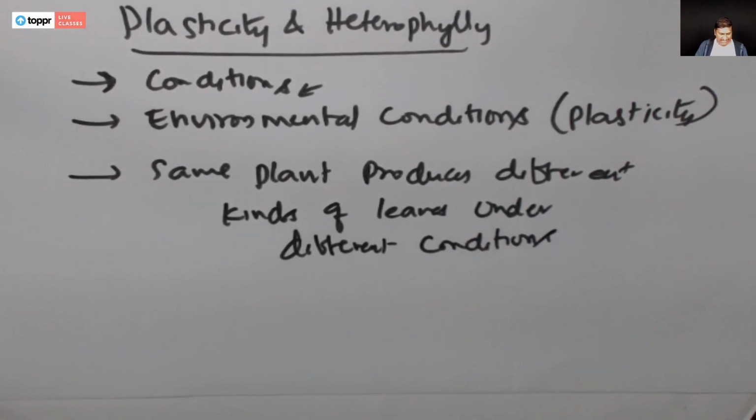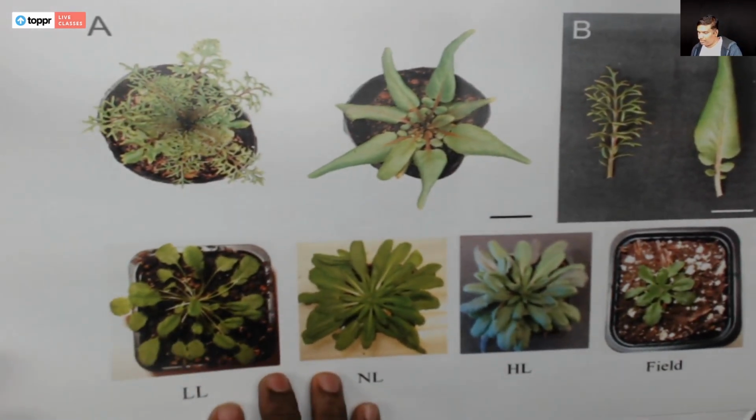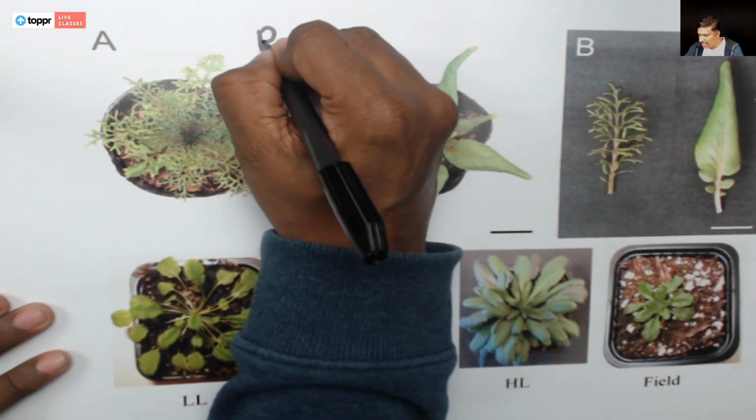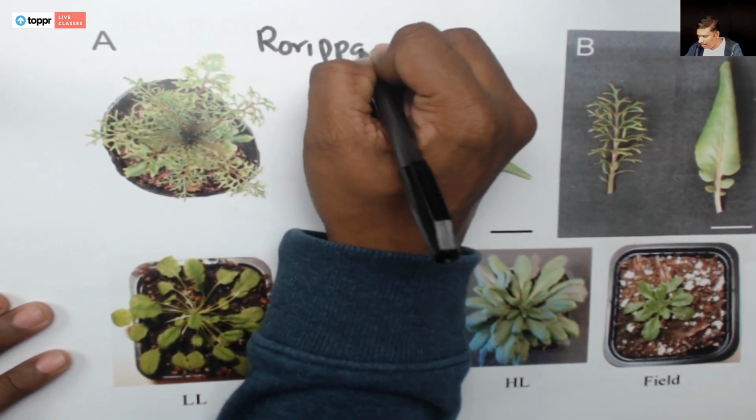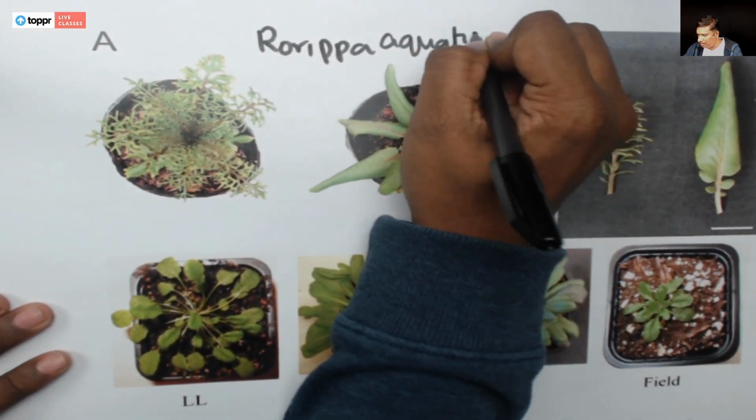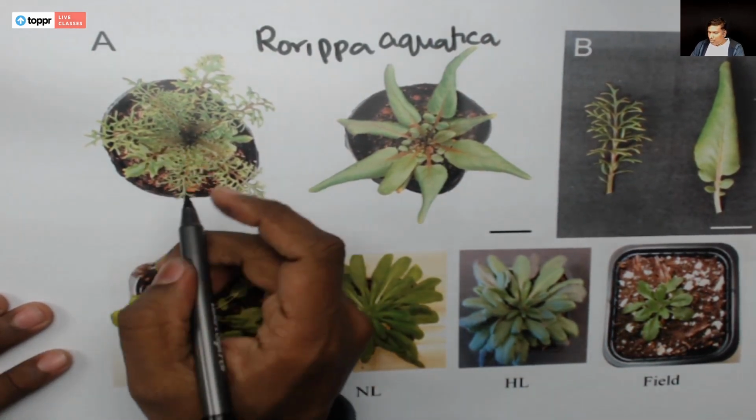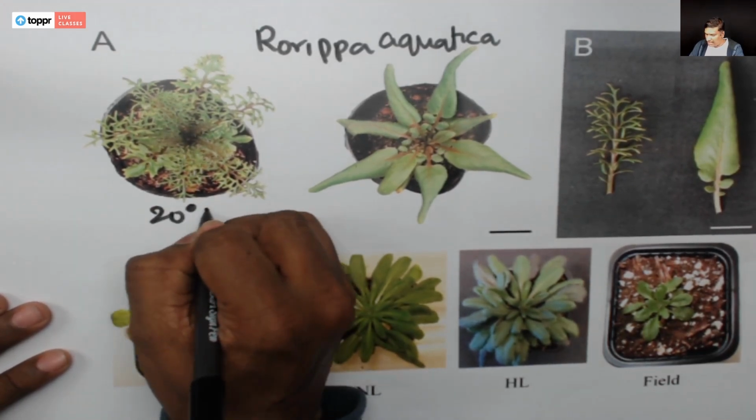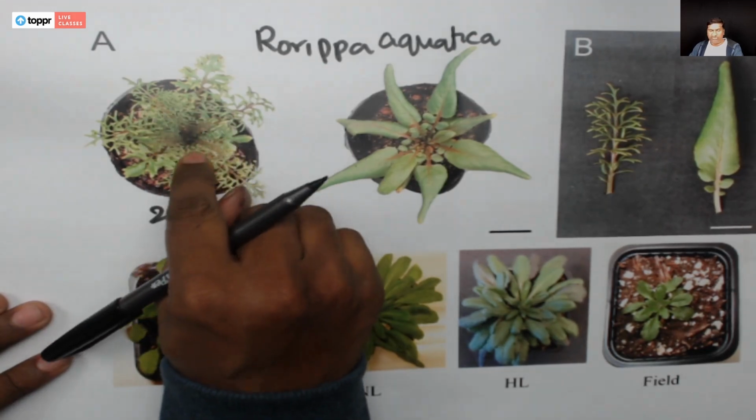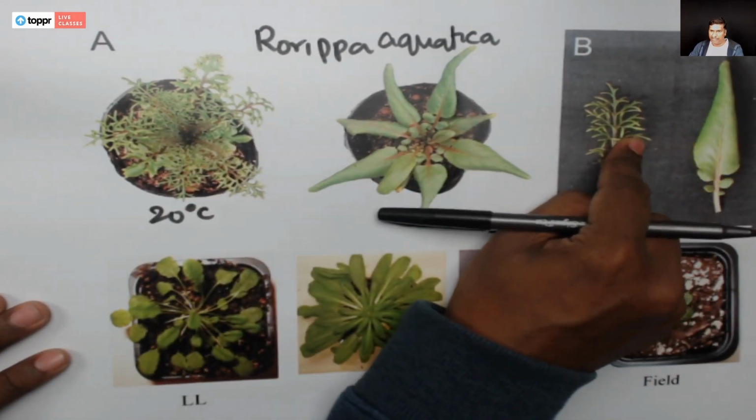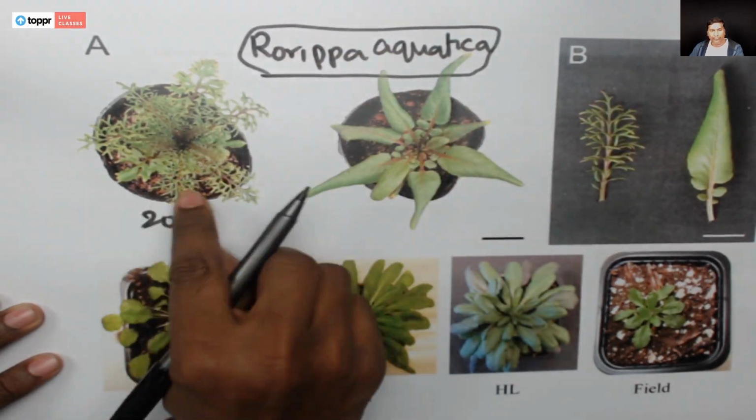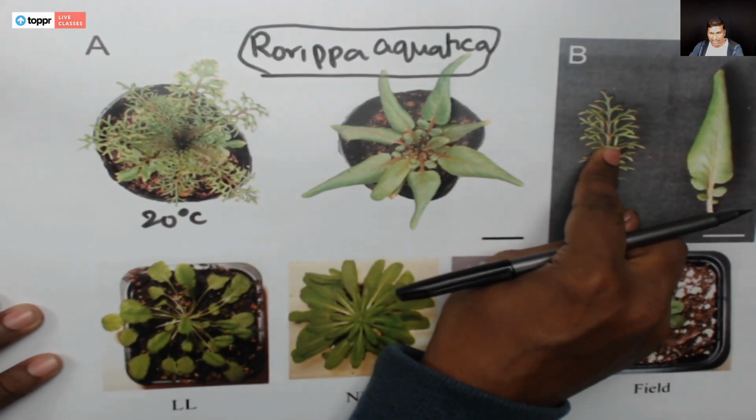Okay, I'll give you an example here. So this plant over here, the name of this plant is Rorippa aquatica. When you grow this plant at a temperature of 20 degrees centigrade for 1 month, the leaves will look like this. You can see the picture here. At 20 degrees centigrade, if you grow this plant for 1 month, the leaves will have this form.